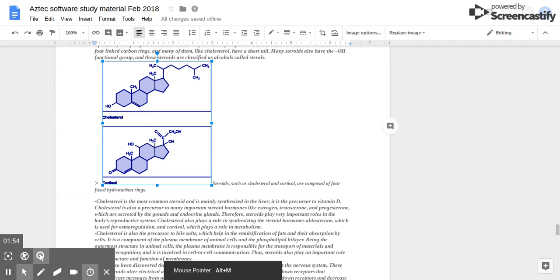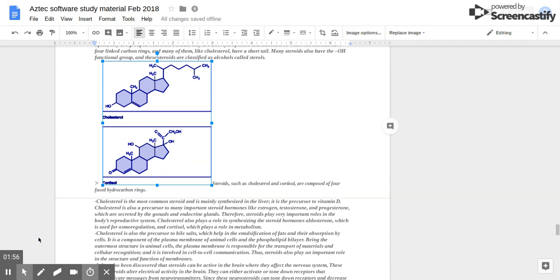Cholesterol is the most common steroid, mainly synthesized in the liver and animal cells. It is the precursor to many important steroid hormones like estrogen, testosterone, progesterone, secreted by the gonads and endocrine glands, which play an important role in the body's reproductive and development system.